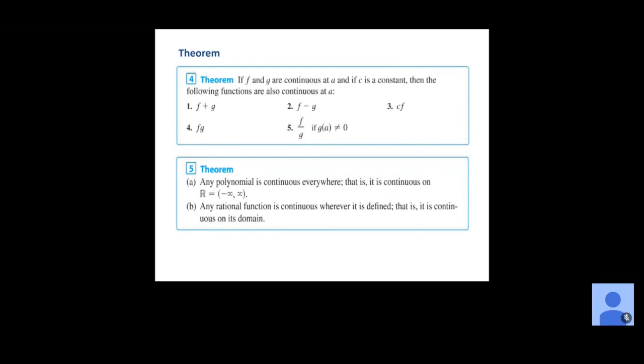Now, the theorem down here at the bottom says any polynomial is continuous everywhere. That means it's continuous on all real numbers from -infinity to infinity. And any rational function is continuous, right, wherever it's defined. So only on its domain, but anywhere in the domain, it should be continuous.